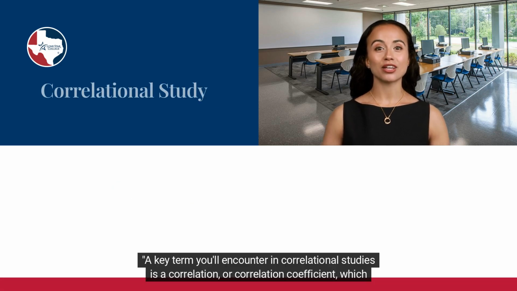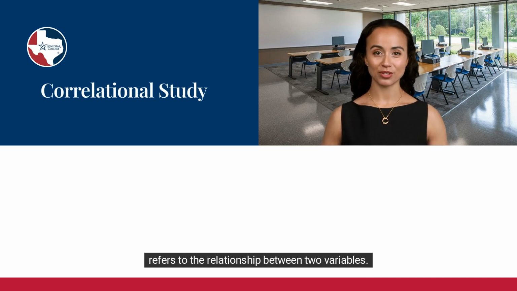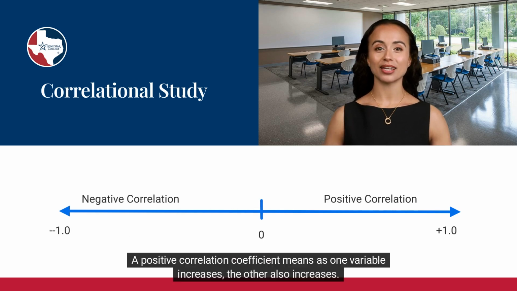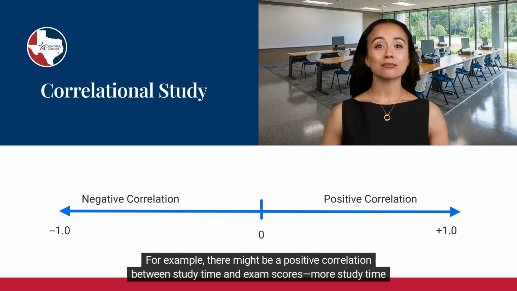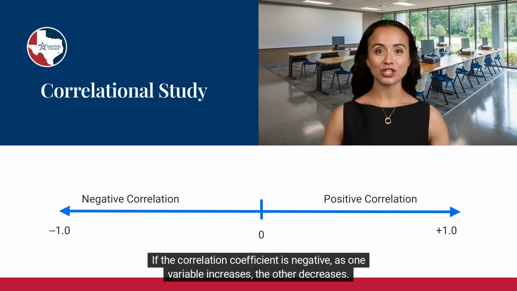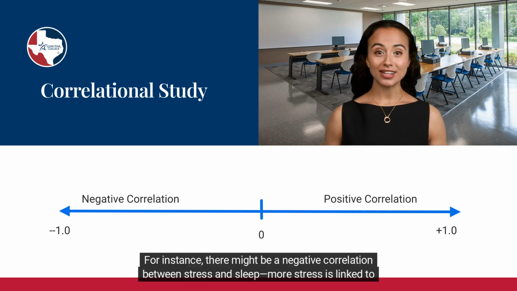A key term you'll encounter in correlational studies is a correlation or correlation coefficient, which refers to the relationship between two variables. Correlations can be positive or negative. A positive correlation coefficient means as one variable increases, the other also increases. For example, there might be a positive correlation between study time and exam scores. More study time is linked to higher scores. If the correlation coefficient is negative, as one variable increases, the other decreases. For instance, there might be a negative correlation between stress and sleep. More stress is linked to less sleep.